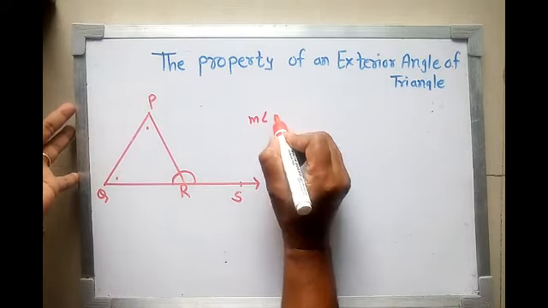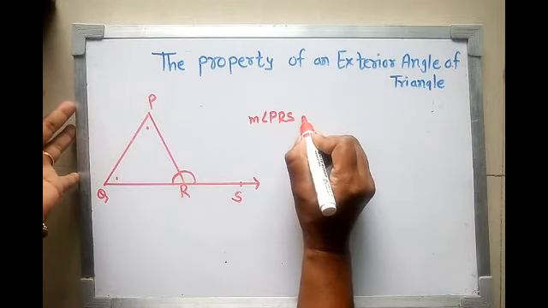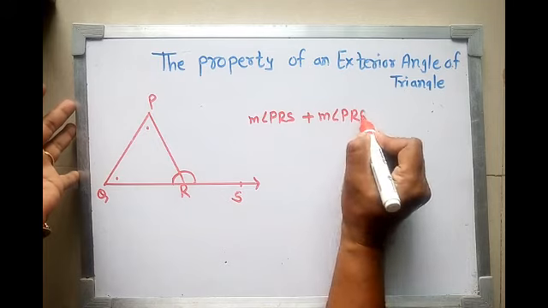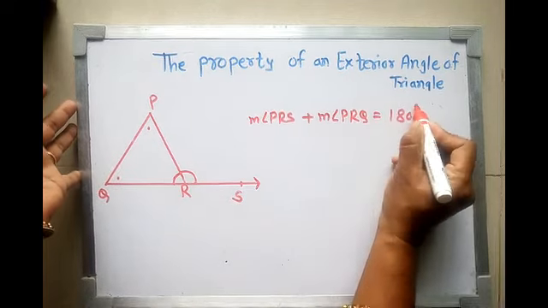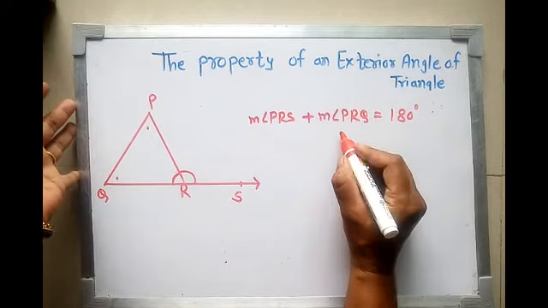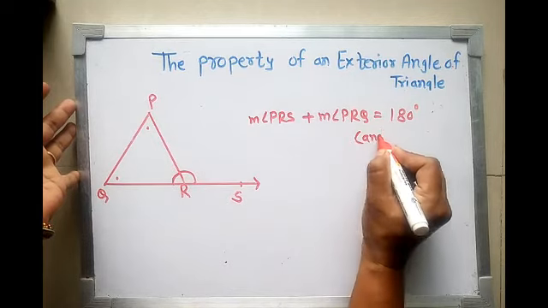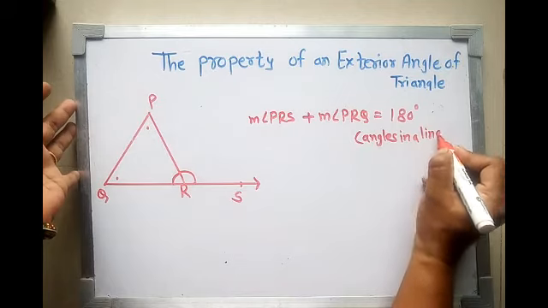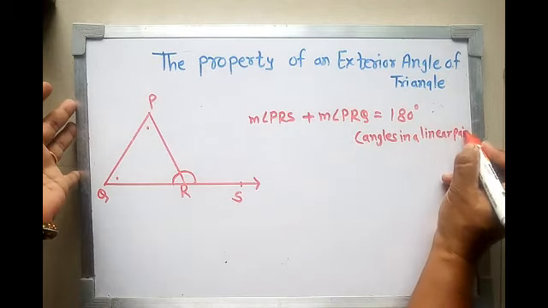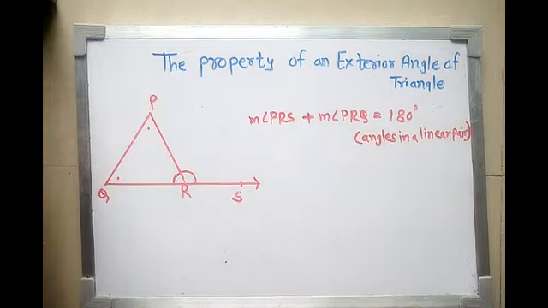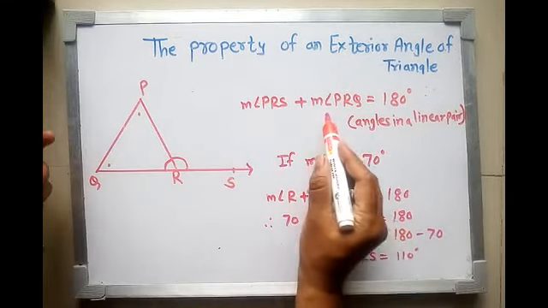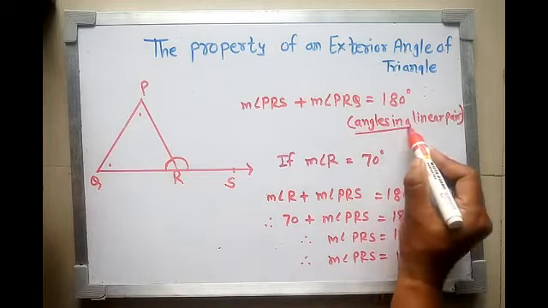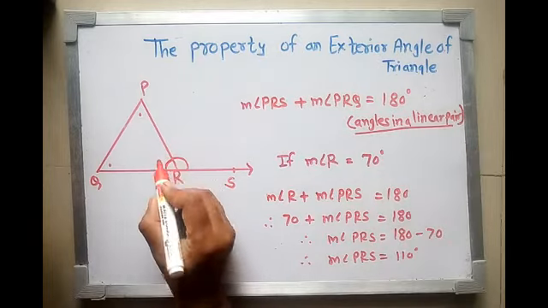Here angle PRS and angle PRQ are a linear pair as well as supplementary angles. Measure of angle PRS plus measure of angle PRQ is 180 degrees. Angles in a linear pair. Measure of angle R is 70 degrees. Measure of angle R plus measure of angle PRS is 180 degrees.